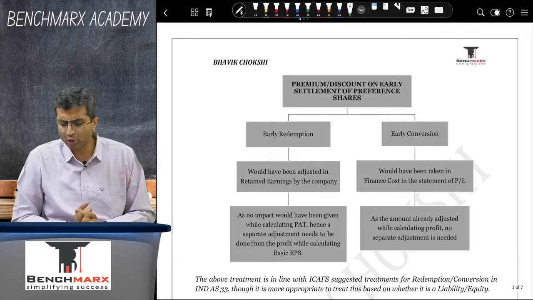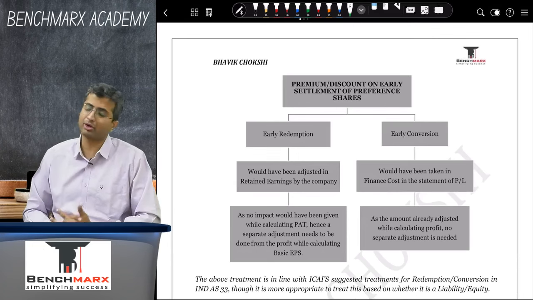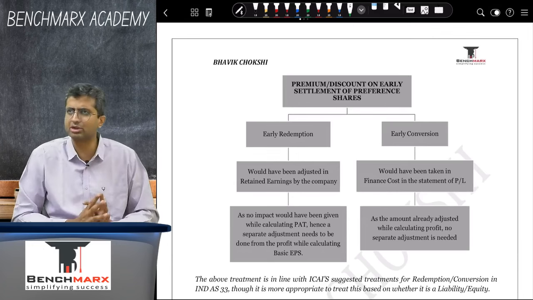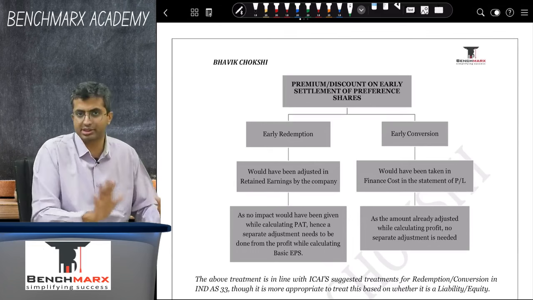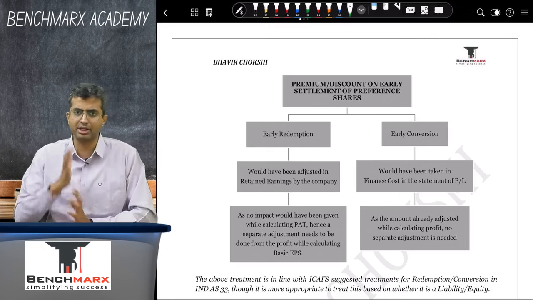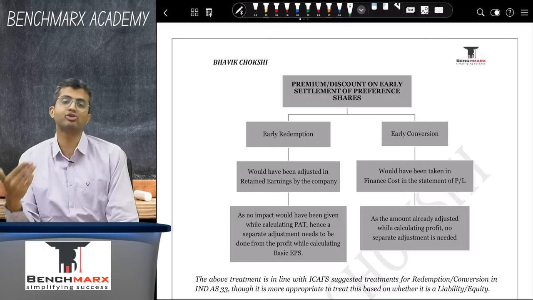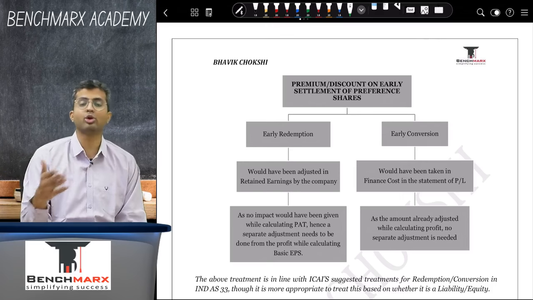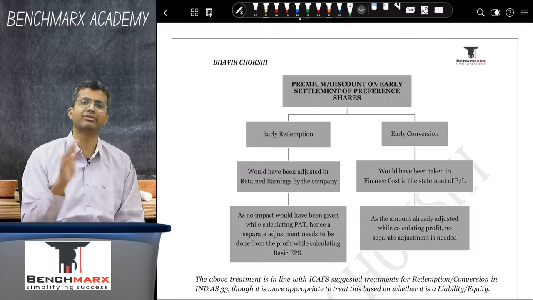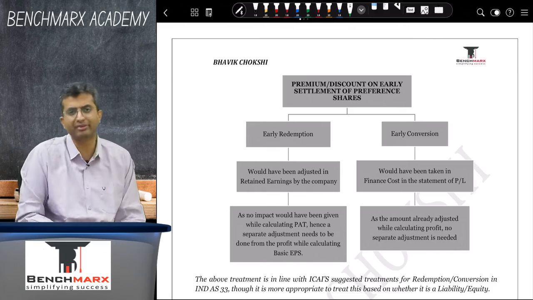Now, premium or discount on early redemption or settlement of preference shares. Here the treatment is slightly contentious. It is debatable in my opinion, but nevertheless in line with the institute's solutions, and we have clarified that as well. If there is an early redemption of these shares, the institute assumes that the gain or loss on early redemption would have been taken against the retained earnings, and hence you have to subtract that separately.